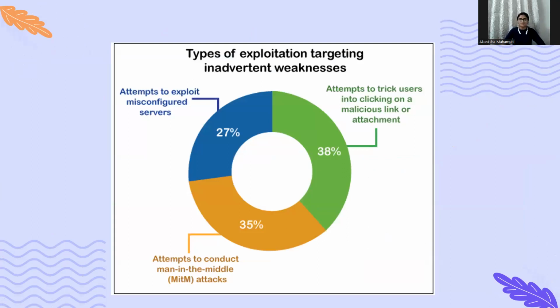This is the pie chart which shows how many attacks are performed in terms of percentage. 27% of the attempts are made to exploit misconfigured servers. Then 38% attempt to trick users into clicking on a malicious link or attachment. Then over 35% of the attempts are conducted in order to perform man-in-the-middle attacks.